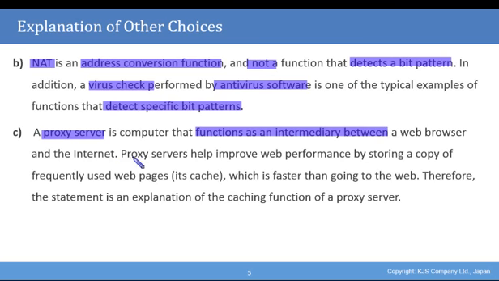and the internet. Proxy servers help to improve web performance by storing a copy of frequently used web pages in its cache, which is faster than going to the web. Therefore, this statement is the explanation of the caching function of a proxy server.